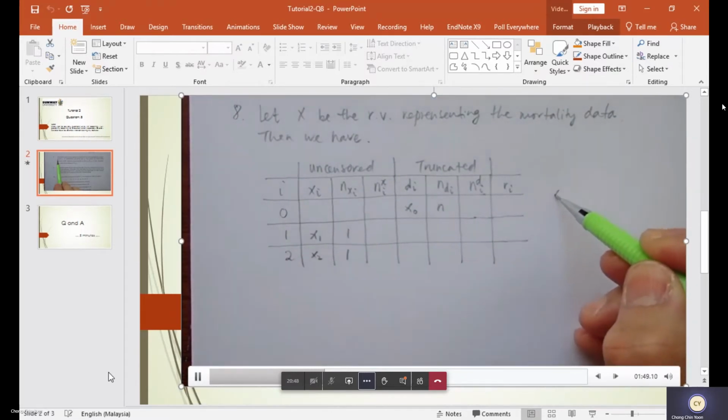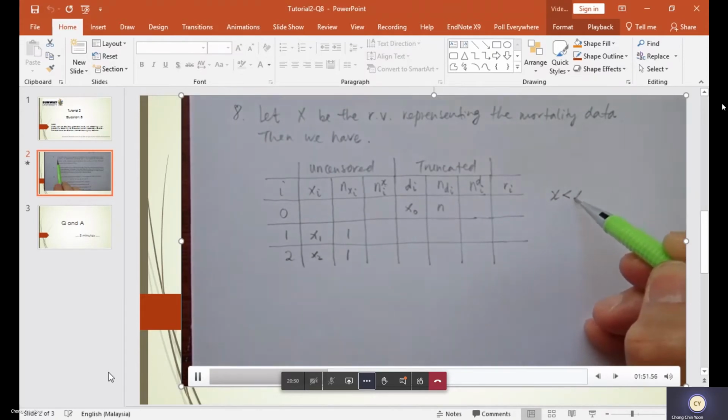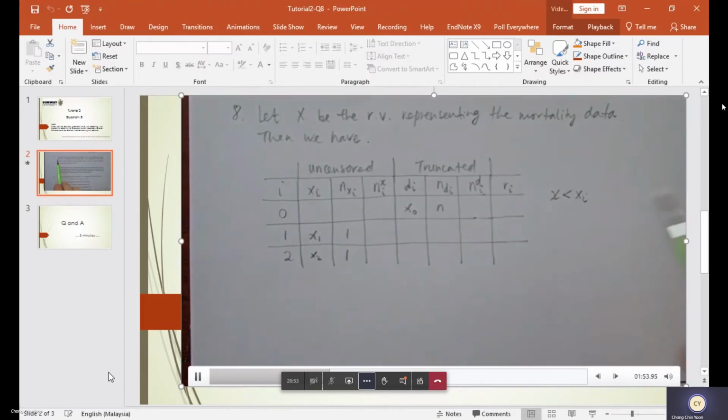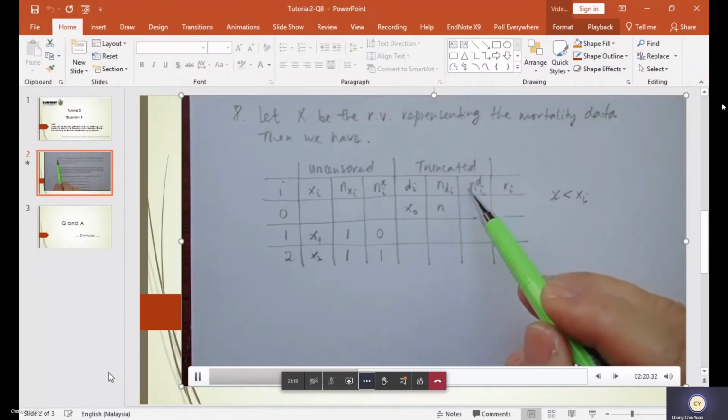So the first one, we try this x, which is slightly less than the xi. If I choose x1, how many x values are less than x1? I do not have any value less than x1. If I choose my x2, how many x values are less than x2? I have only one x1 value which is less than x2. And next we go to the conditional frequency for the truncation value.